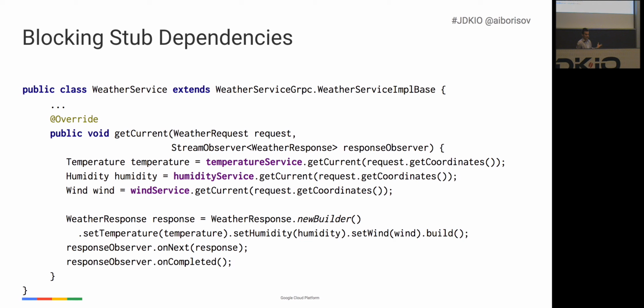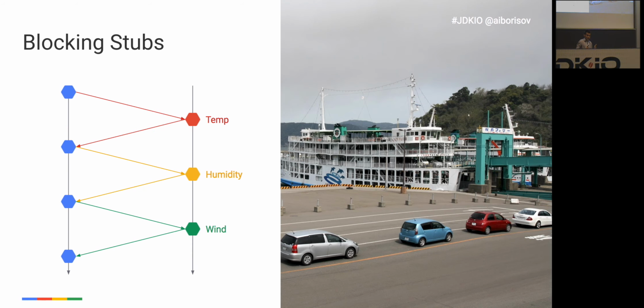It looks simple, but there is a problem in this code. It's sequential. We have only one outgoing request at a time, temperature, then humidity, then wind. Our latency is the sum of all 3 request latencies. It's slow and it blocks the current thread. When we block the current thread for a request, the number of network calls our server can make is limited by the number of threads in our thread pool.